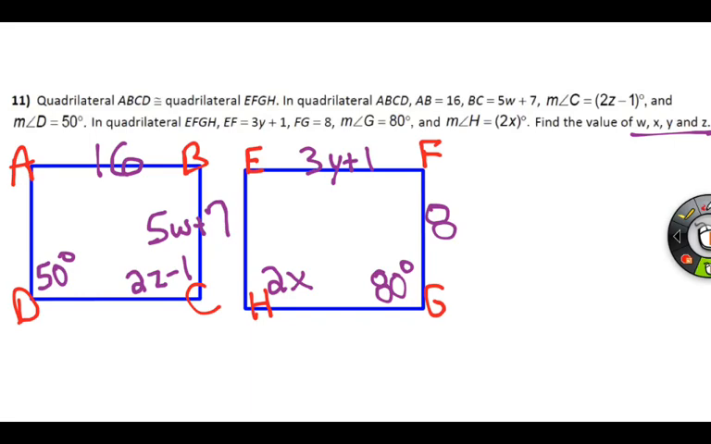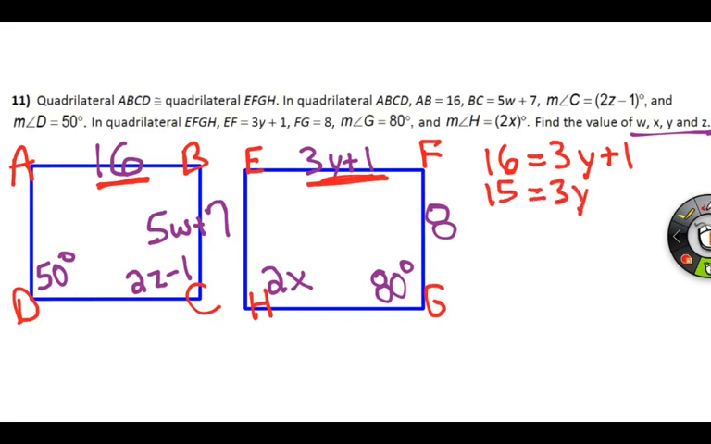So really it's pretty easy, everything's supposed to equal each other if they're congruent. So this is equal to this, and that will help me set up the equation to solve for y. So let's do 16 equals 3y plus 1. Then we just solve for y. So 3y equals, we subtract 1, so that's 15. So y equals 5. Easy peasy, right?